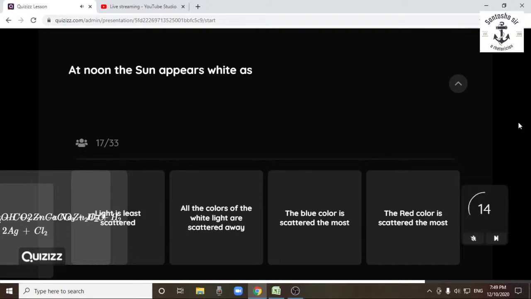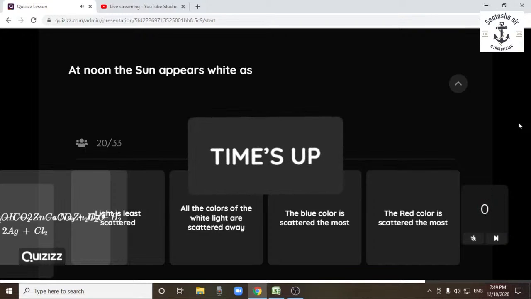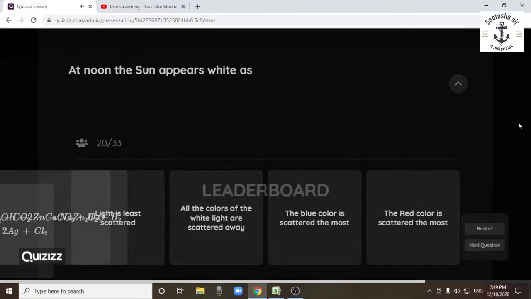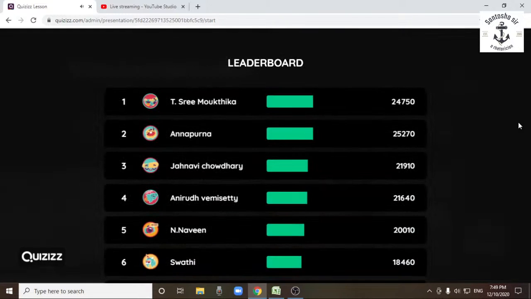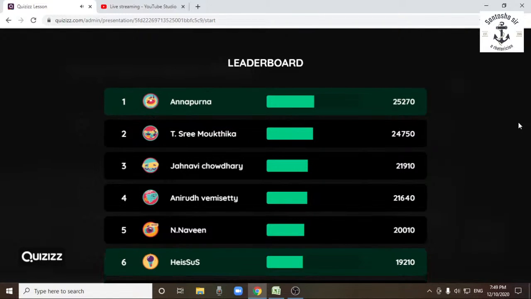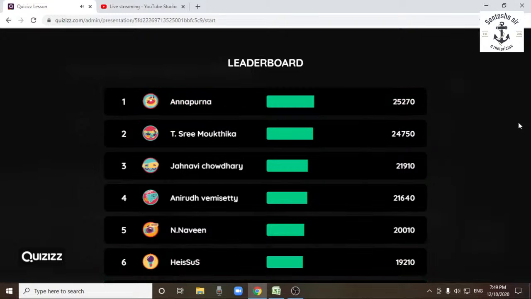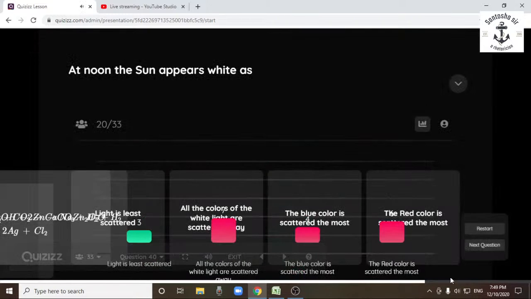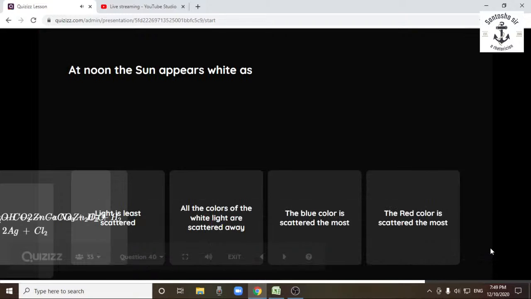15 seconds more. I hope 45 seconds to each question is keeping up your excitement without killing it. Time is up. 20 members answered out of 33. Leaderboard scores: you have Annapurna on the top, followed by Moktika, Jahnavi, Anirudh. 3 members answered this question right. Moving on to the next question.